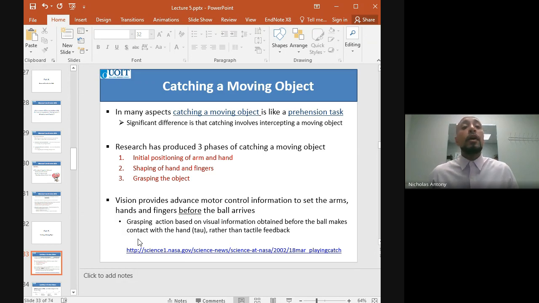So with catching a moving object, it's much like reaching and grasping. However, instead of reaching and grasping, the object is coming towards you. So in this case, the phases of that motion would be looking at the object, anticipating where it's going to be, moving your hand and arm to that position, shaping the hand, and then grasping it as it comes in.